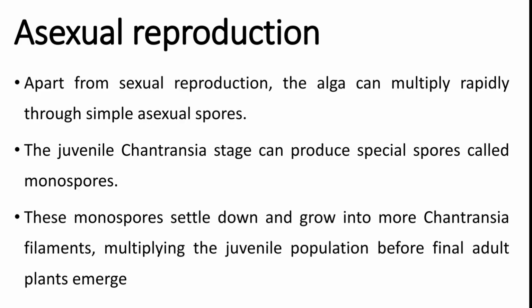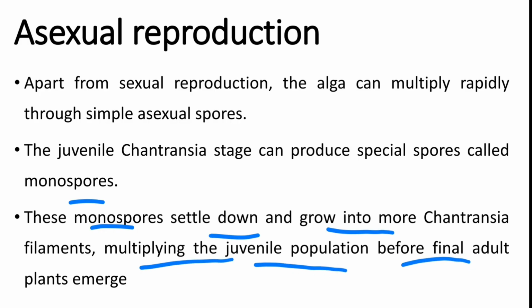Now the asexual reproduction part. Batrachospermum can also reproduce by producing monospores, which are asexual spores. These monospores are released into the aquatic environment, settle down and grow into more chantransia filaments, multiplying the juvenile population before the final adult plants emerge.